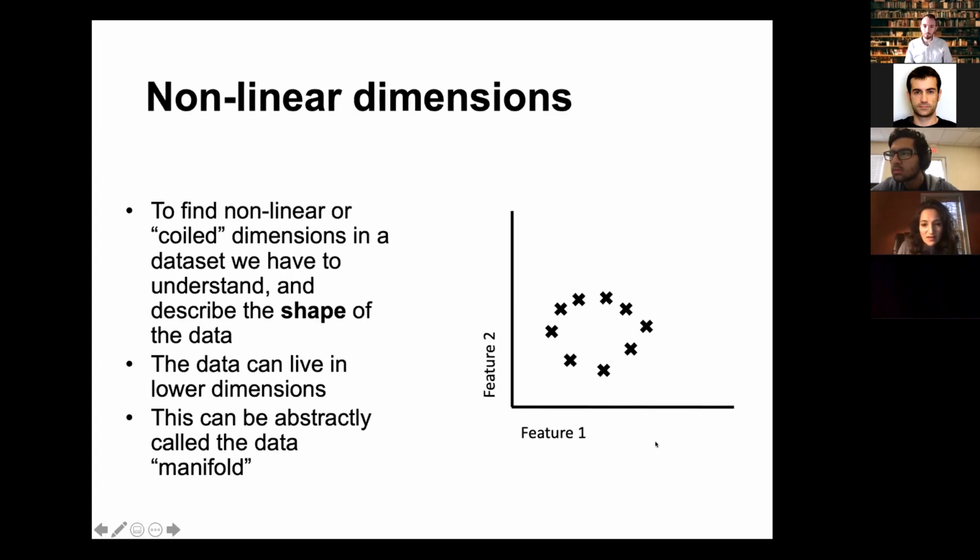Somebody else has a chat. For some reason, I can't see the chat in my Zoom right now. Can you read that out to me, Dan? Yeah, it just says, what about covariance matrix over sparse data?